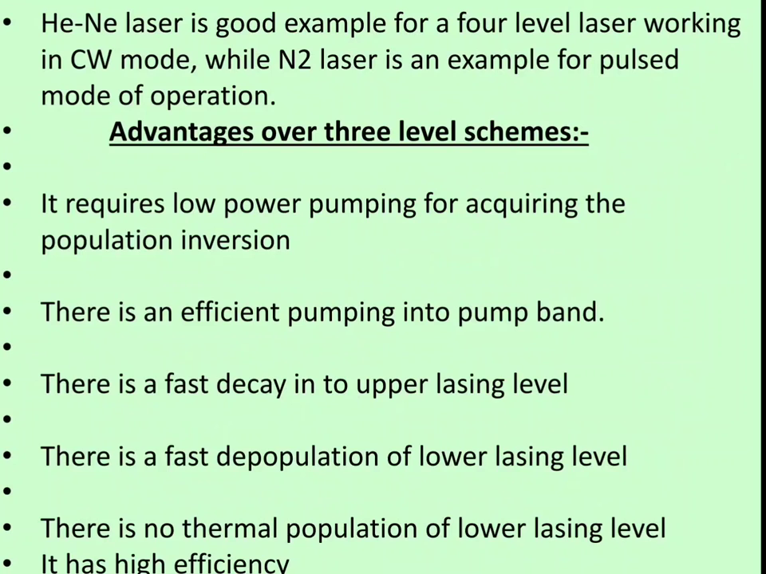Then what are the advantages over the 3-level scheme? It requires low power pumping for acquiring the population inversion, and there is efficient pumping into the pump band. There is a fast decay into the upper lasing level, and a fast depopulation of the lower lasing level. There is no thermal population of the lower lasing level, and it has a high efficiency.